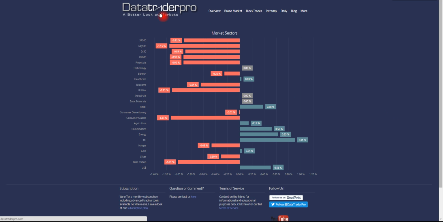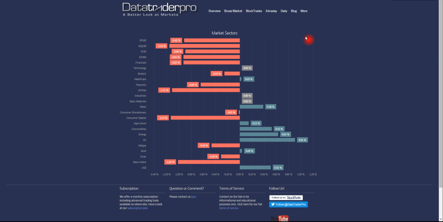Today we'll be focusing on the first tab, which is the Overview tab on the site, which gives you the sectors page, indices, and a market heat map. We're on the market sectors page now, found here. Basically, this is the first page I look at when I'm trying to get an idea of what the market's going to do in the morning.